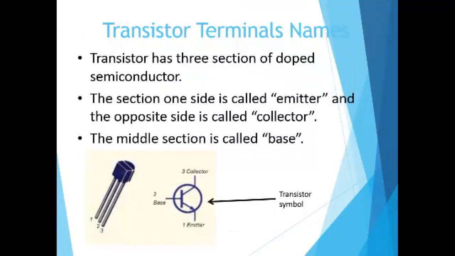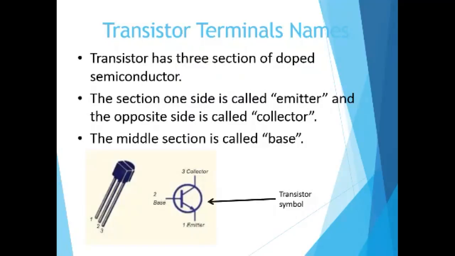Transistor terminal names. A transistor has three sections of doped semiconductor. The section on one side is called the emitter and the opposite side is called the collector. The middle section is called the base. Doping means impurities are being added. Impurities means boron, phosphorus, silicon, like that. These impurities are added to the emitter, collector and base.